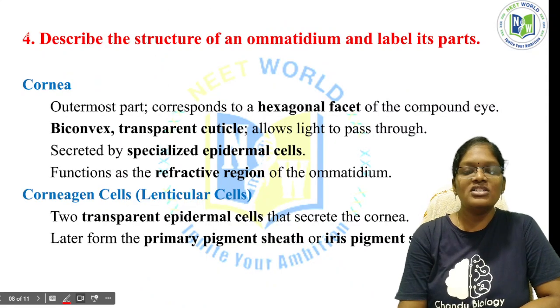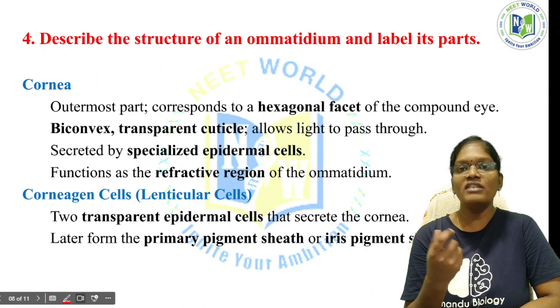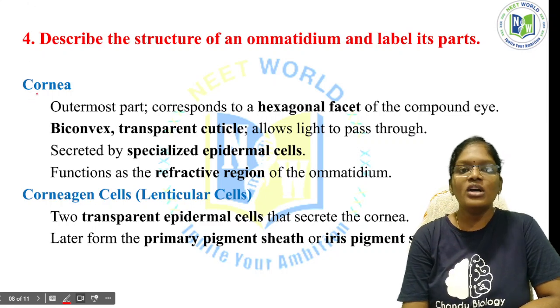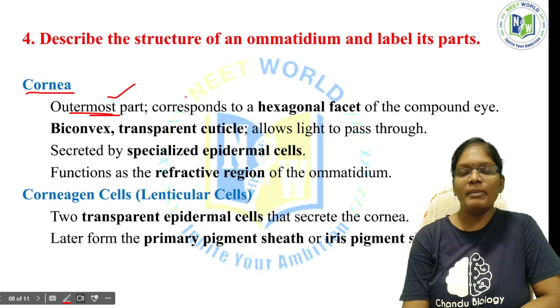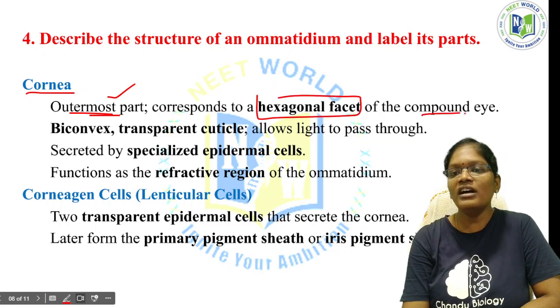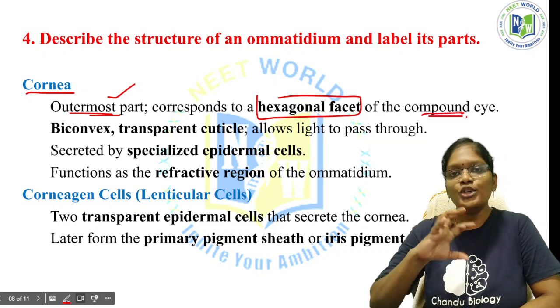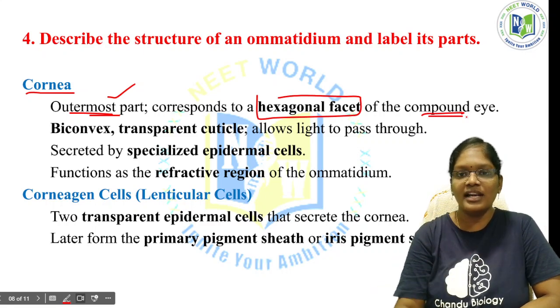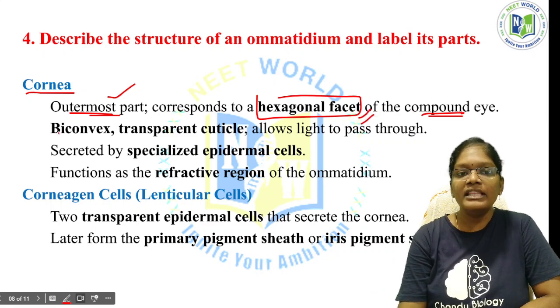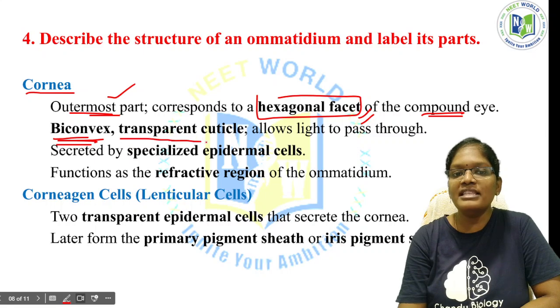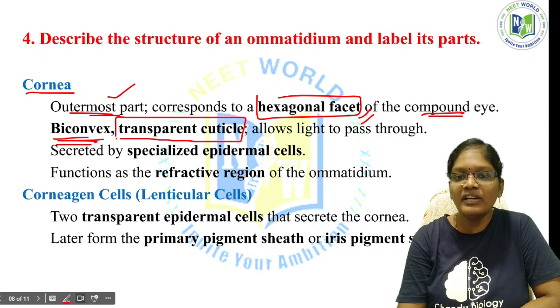Now we are going to see the structures one by one. The cornea is the outermost part. This corresponds to the hexagonal facet of the compound eye. The outermost part of the compound eye is called the cornea, and this is the hexagonal facet. It is biconvex, and it has a transparent cuticle.